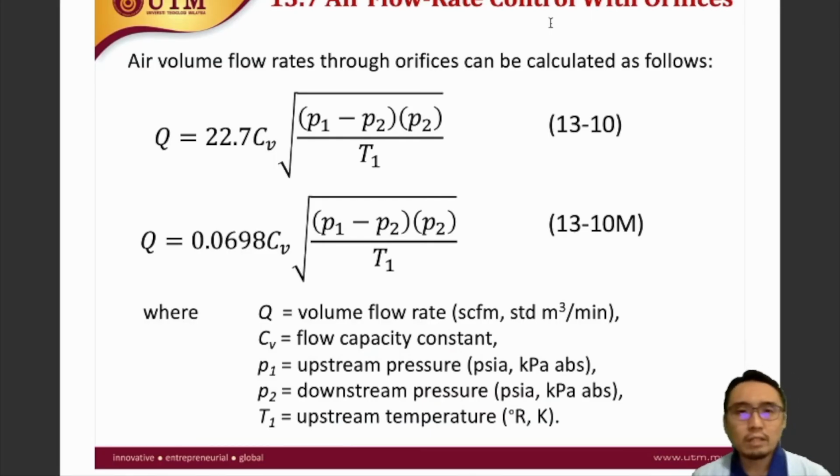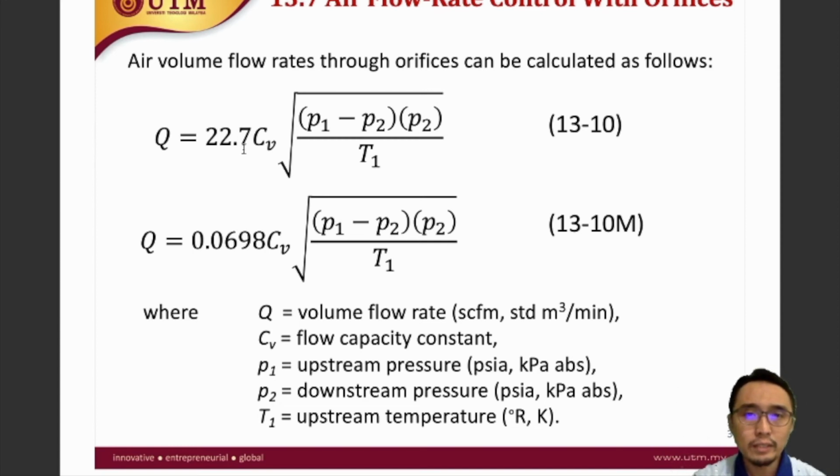So different valves will give different values of CV. So you can use this equation to calculate the flow rate for a given valve, or it may be that you have the flow rate required and the upstream and downstream pressure and the temperature, and you want to select the valve. So you can rearrange the equation to find the CV, and then you can find the valve.